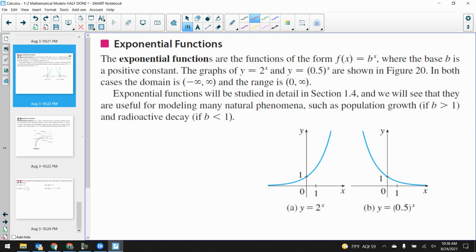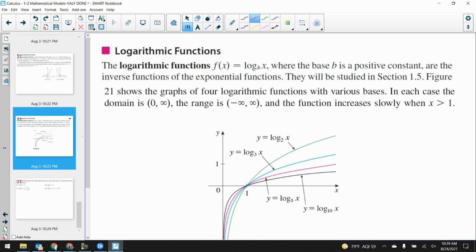Okay, I cannot get a negative back out again. So y is equal to 2 to the x has an infinite domain, all real numbers, but the range is 0 to infinity. Same thing with 0.5 to the x as well. Exponential functions will be studied in detail in section 1.4. We will see that they are useful in modeling many natural phenomena: population growth, population decay, radioactive growth, radioactive decay.